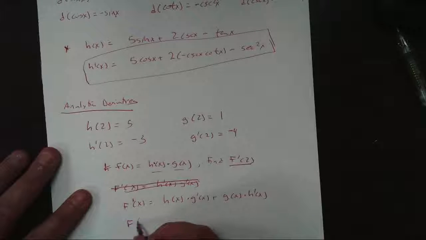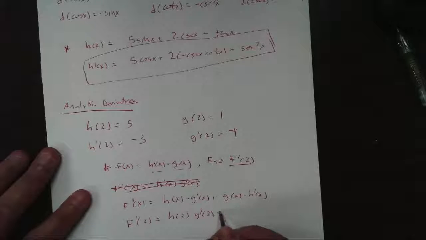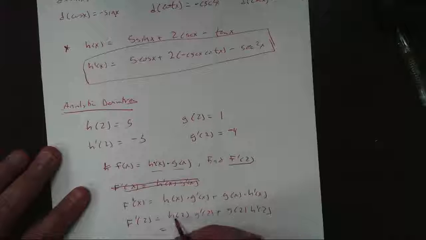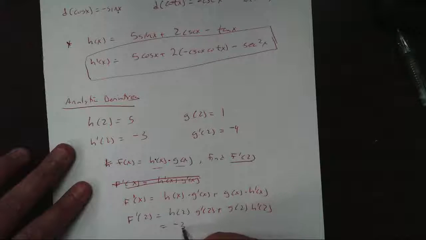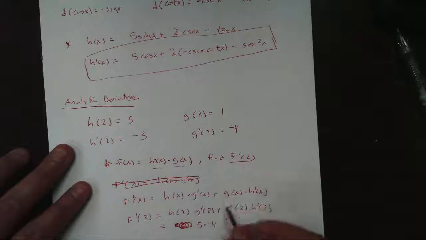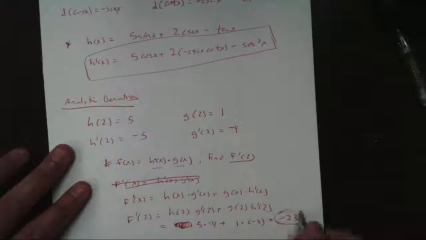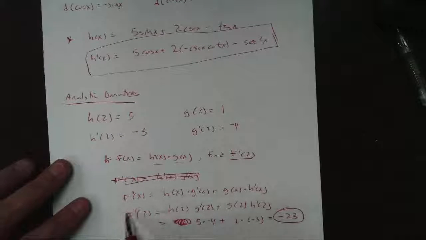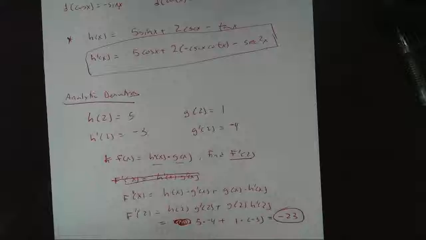And now everywhere there's an x, I plug in a 2. h of 2, g prime of 2, plus g of 2, h prime of 2. I just simplify that. h of 2 is 5, 5 times negative 4, g prime of 2, plus g of 2 is 1 times negative 3. And that just becomes negative 23. So the slope of f at 2 is negative 23. These are called analytic derivatives. We tend to see them quite often.